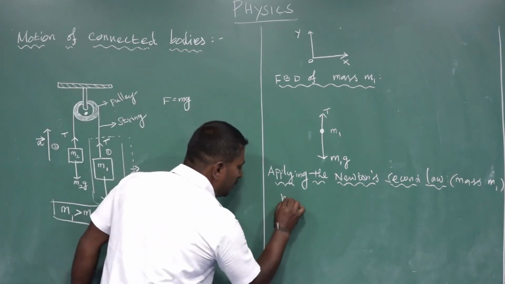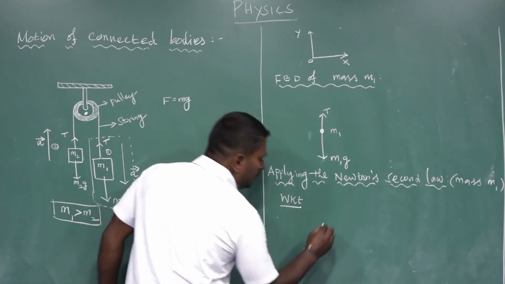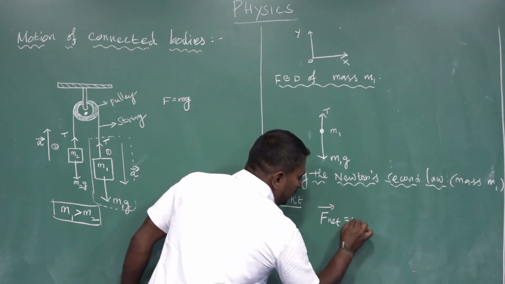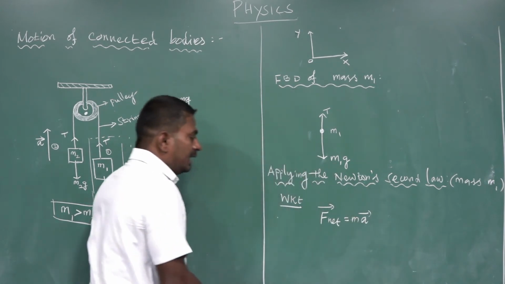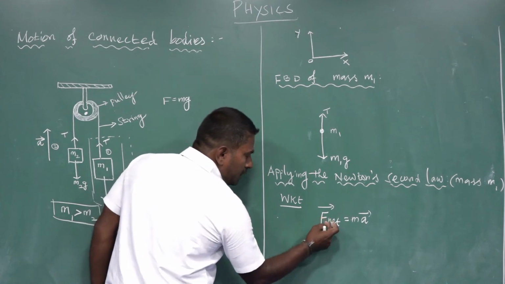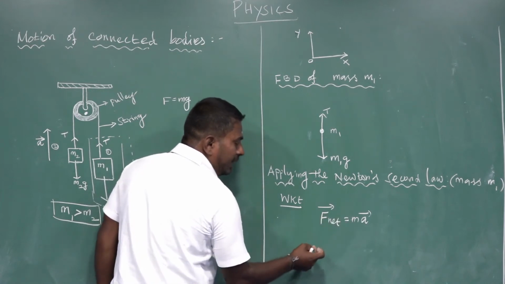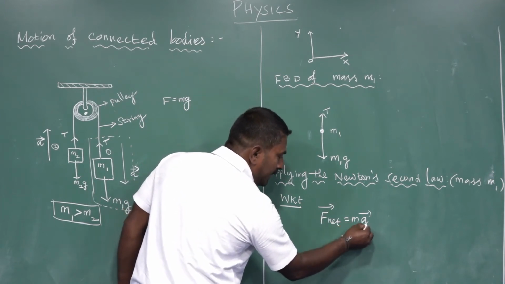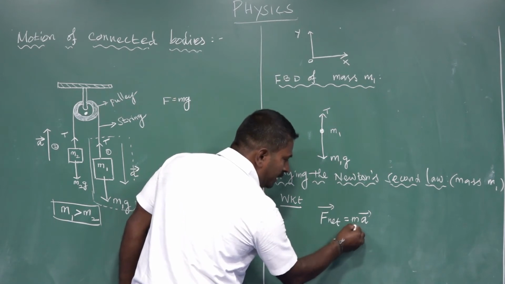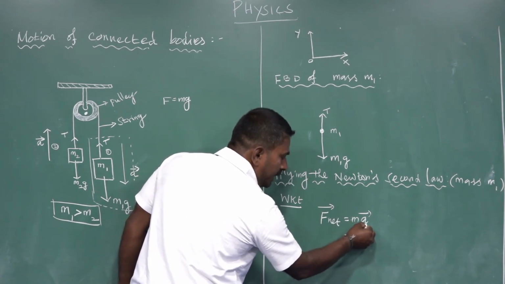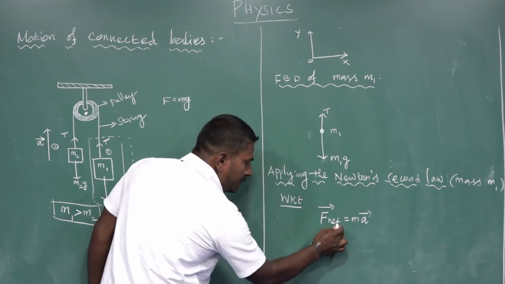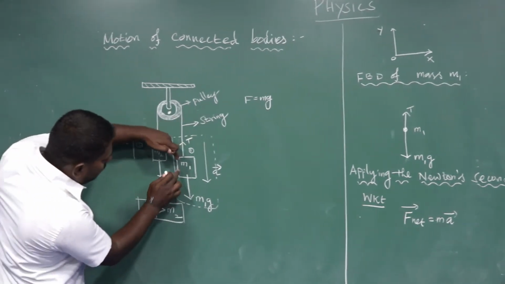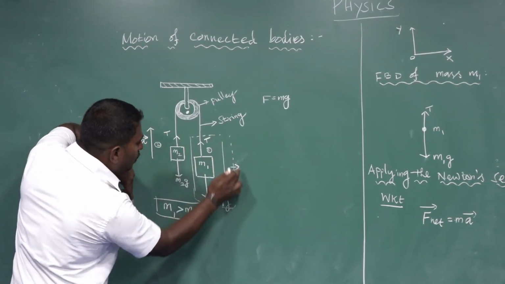We know that according to Newton's second law, the net force acting on the system is equal to m a vector. Generally F is equal to ma. In vector notation, F net is equal to m a vector, where m is the mass of the block and a is the acceleration of the block. F net means the net force acting on the block. In the first case, for the block of mass m1, what is the net force acting on the system?